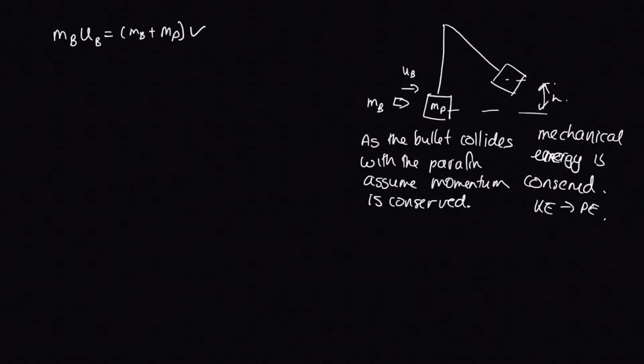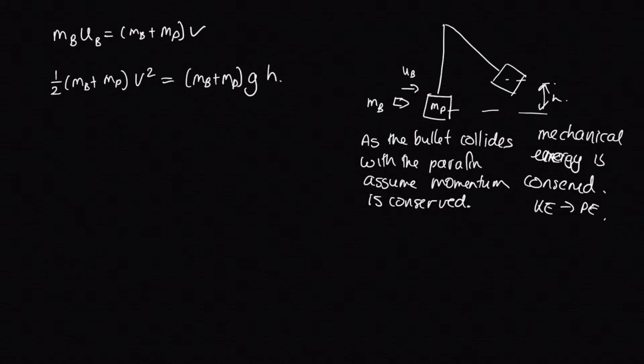So here we've got the initial kinetic energy, which is a half times the mass of the bullet plus the mass of the paraffin, times v squared, which was the speed we just calculated. And then at the end, we've got all the energy in the form of potential energy. So this is the mass of the bullet plus the mass of the paraffin times g times h.